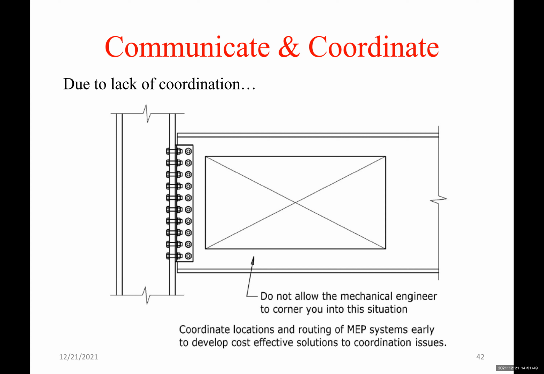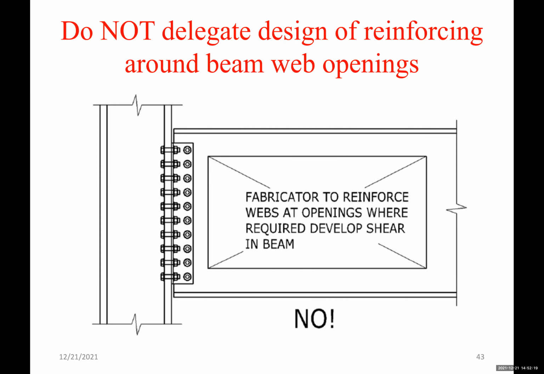So an opening like this, if it works, would require a lot of reinforcement around that opening from the 4 sides: plates, welds, you name it. Oh, and if it works, because this is really a large opening for such a deep beam. So the mechanical engineer could have done something else. They could have rerouted this duct somewhere else. Okay, so that's why coordination is important.